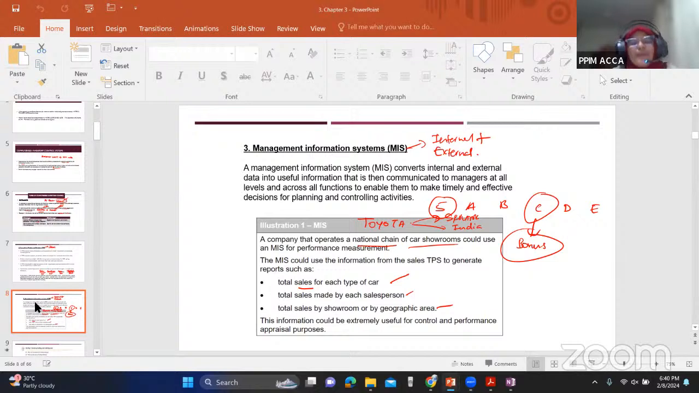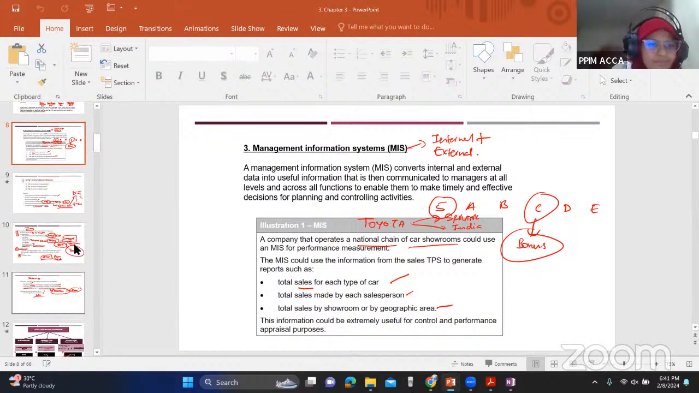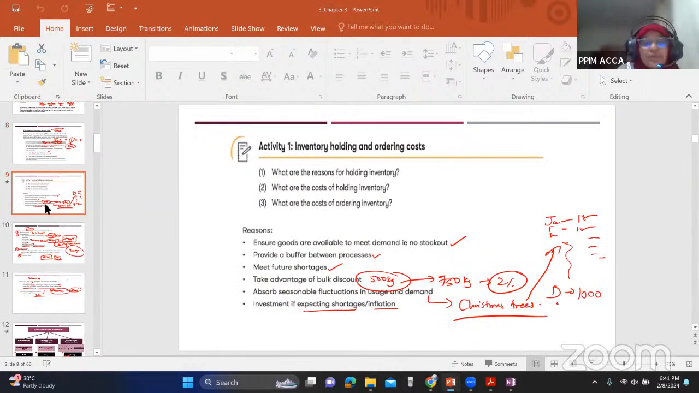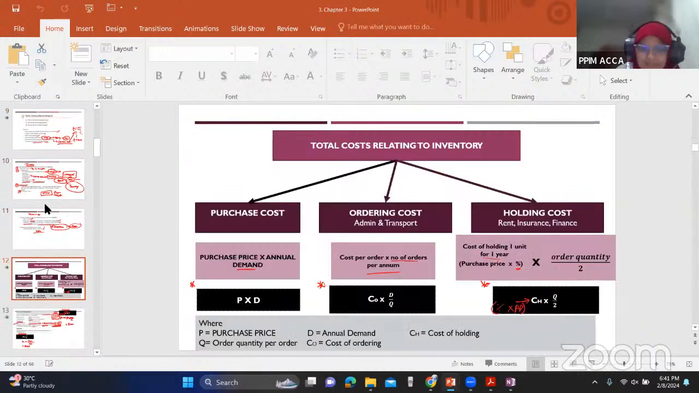And MIS is again like a TPS. It gives you a summary, but not just based on our internal information, but external information as well. So for example, it will consider the sales or demand of a particular product in the market. If internally we have sold say 500 units of product A, the market also saw a demand for product A. So MIS simply combines internal plus external information. That part is not too important. Let's go to the more important area, which is this.